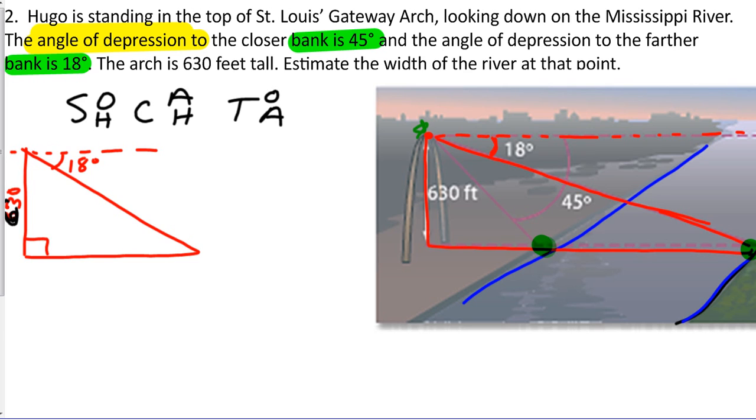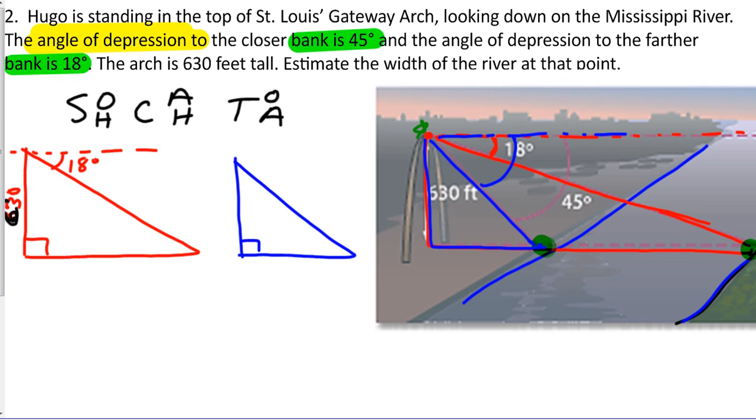And I have a 45-degree angle of depression, which again is going from the horizontal down to some point. This time I'm going down to this point, and this is going to create a second triangle. So I've got a second right triangle right here, and I've got 630 again for my height. That helps me see a little better, and maybe helps you remember the angle of depression and see a simpler picture. Angle of depression, horizontal down to some point.